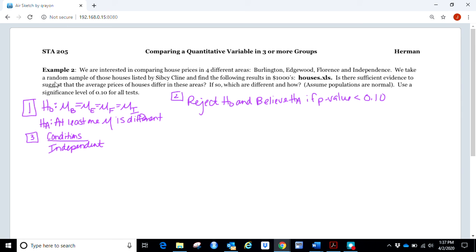All it says here is we took a random sample of the houses listed by Sipsey-Klein. So it does not give me any reason to believe that if I sampled a certain house in one area, that forced me to sample a certain house in another. So again, there's going to be no known reason to match the houses across the areas.